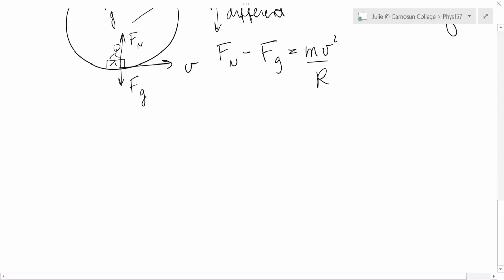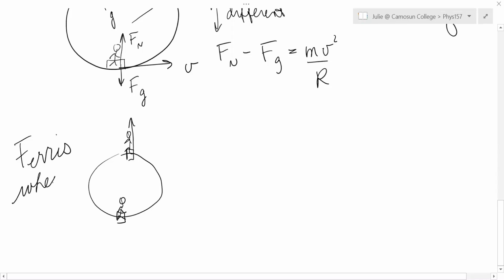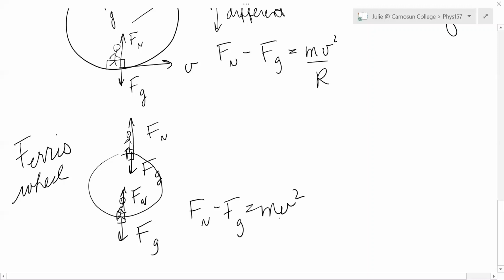Now, a Ferris wheel is different. A Ferris wheel, you don't go upside down. And so you're sitting upright at the bottom, but up here also sitting upright as well. And so when you're in a Ferris wheel, then the normal force is always up and gravity is always down. But they play different roles because at the bottom here, the in is the normal. And so potentially this normal at the bottom could be bigger. In other words, your apparent weight would be more. You'd feel heavy at the bottom. But at the top, the in is gravity and the out is normal. They're switched.